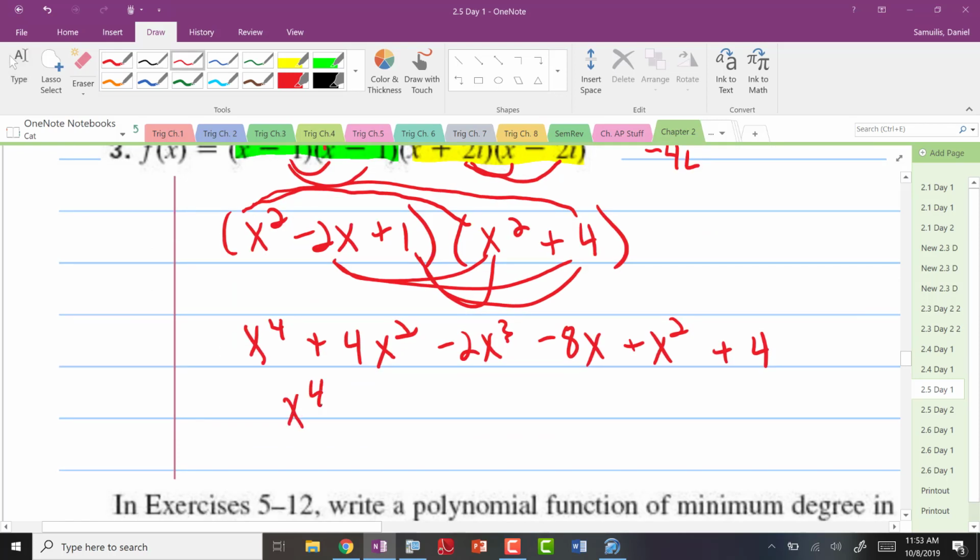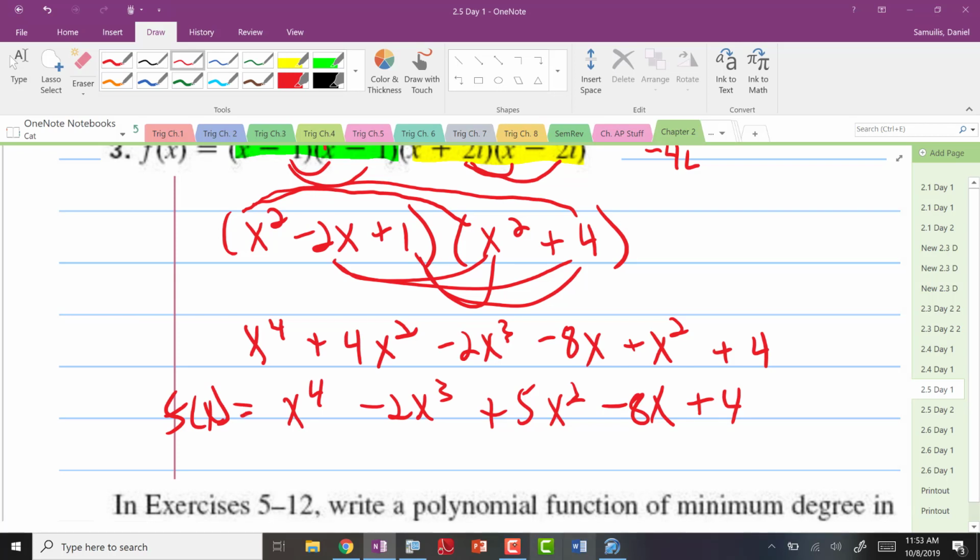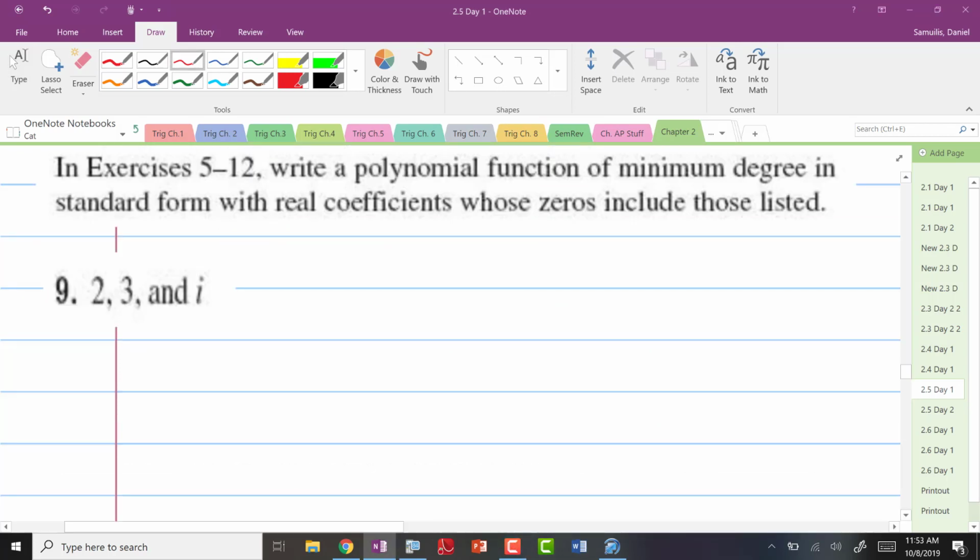x to the 4th minus 2x cubed plus 5x squared minus 8x plus 4. And that's what f of x equals. Shall I move on? We'll pause for like 5 seconds. No time! All right, so, oh no! This is where the book becomes a jerk.